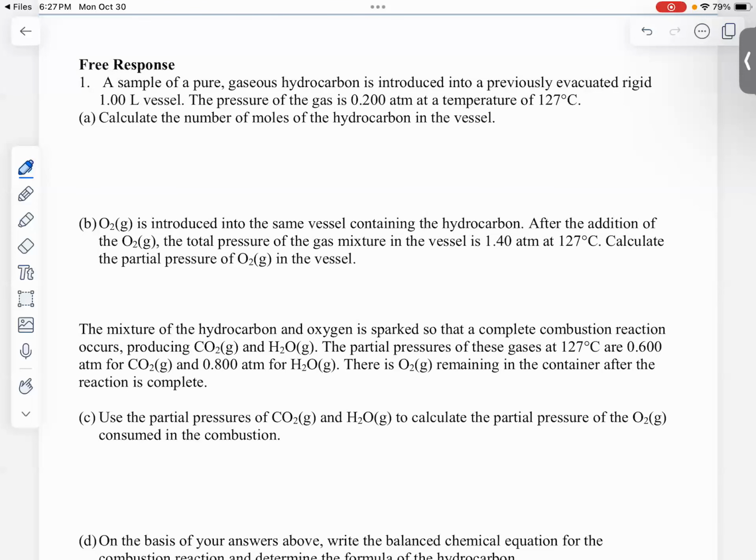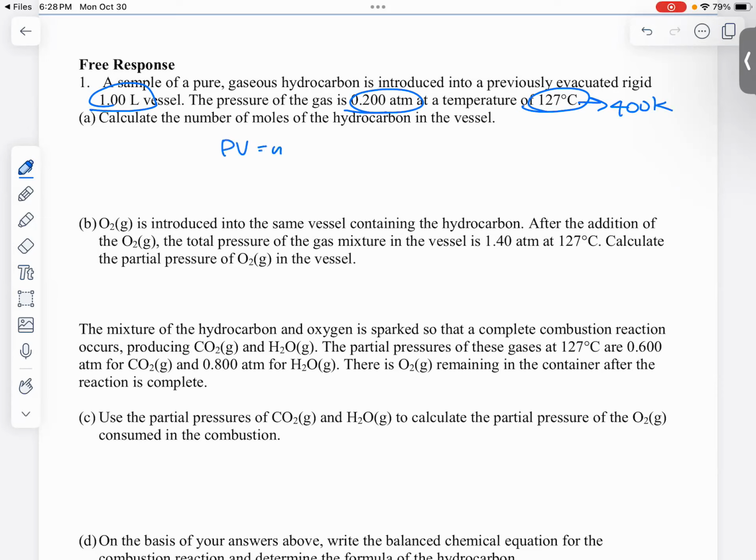For number one, a sample of pure gaseous hydrocarbon is introduced to a vessel. So you have the volume right here, the pressure right here, and the temperature to Kelvin. 127 plus 273, so that's 400 K.